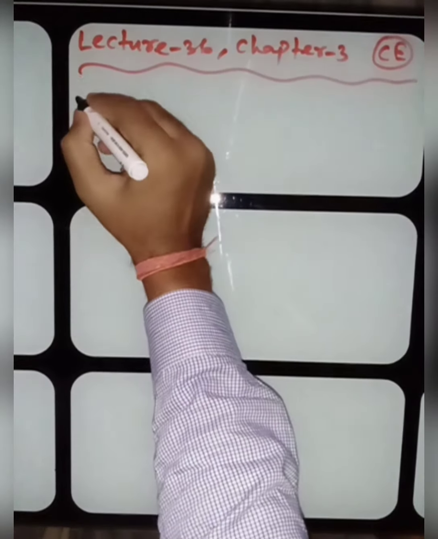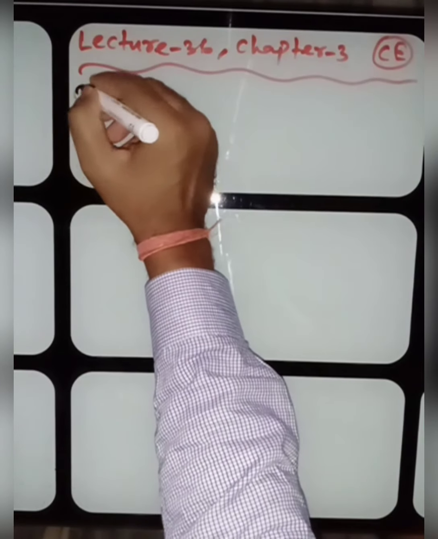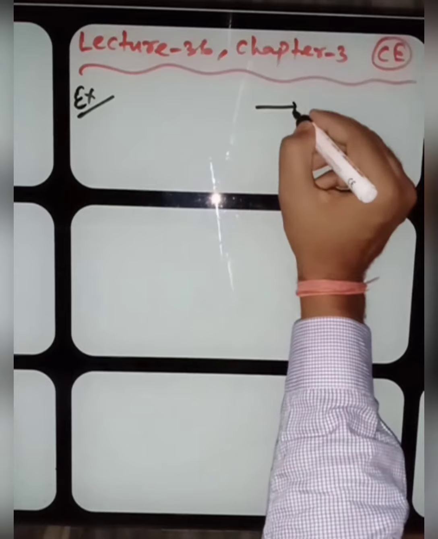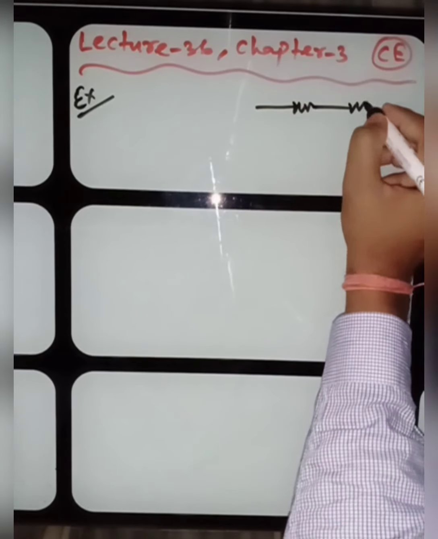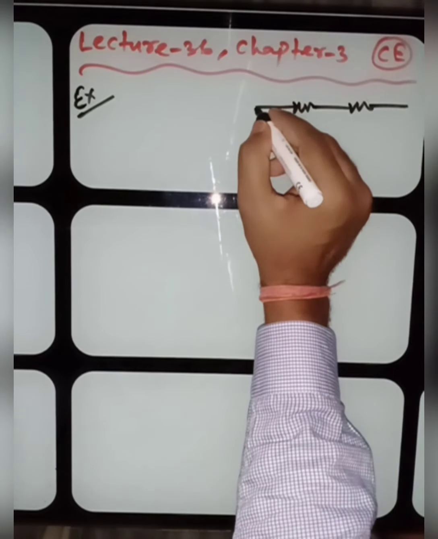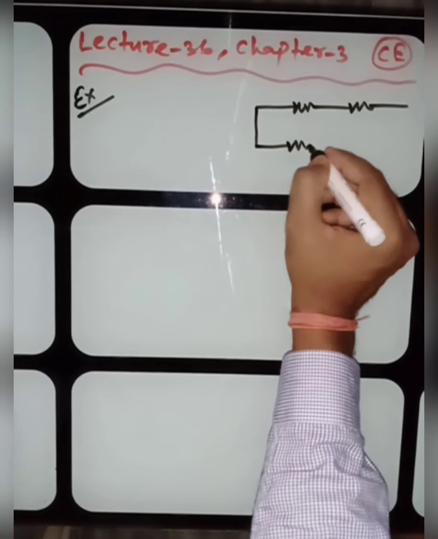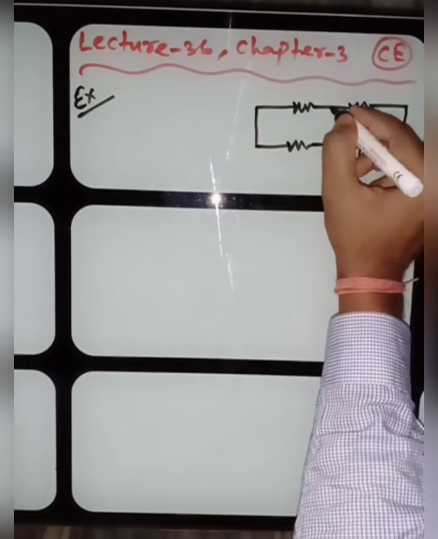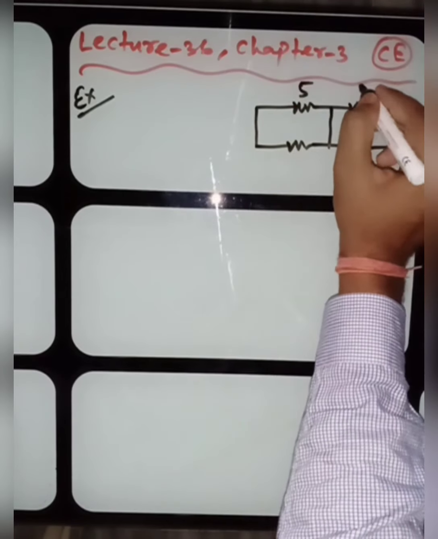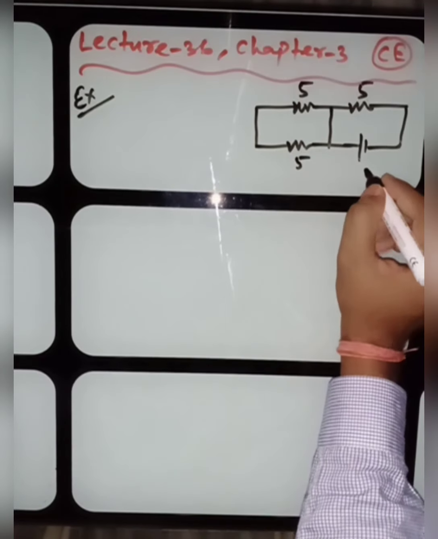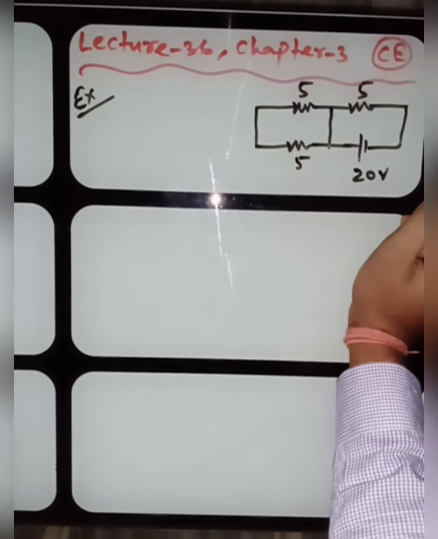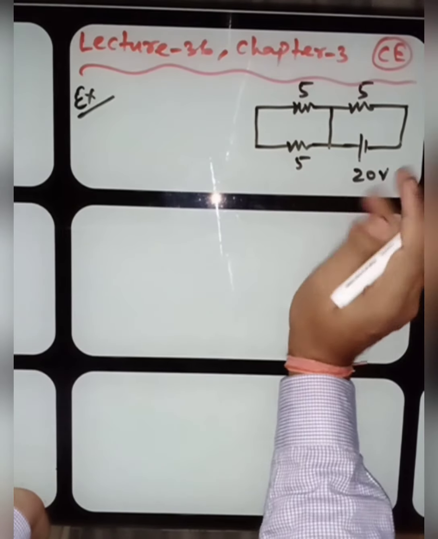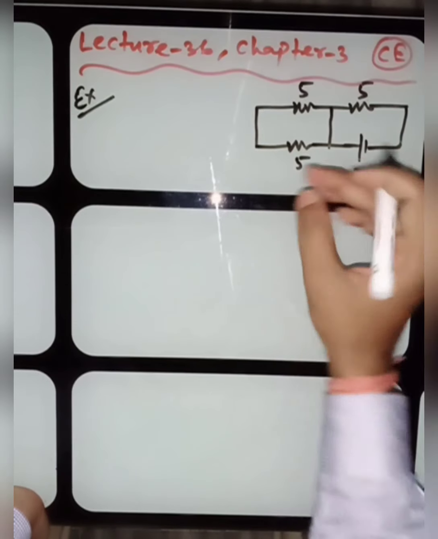So the first question of today's lecture: you have to find the equivalent resistance. Very simple. Here a battery and a simple conductor are connected, with 5 ohm, 5 ohm and 5 ohm resistors. Suppose a 20 volt battery is connected. Now my dear students, you have to find the equivalent resistance between these two points. So try to see carefully and try to understand.